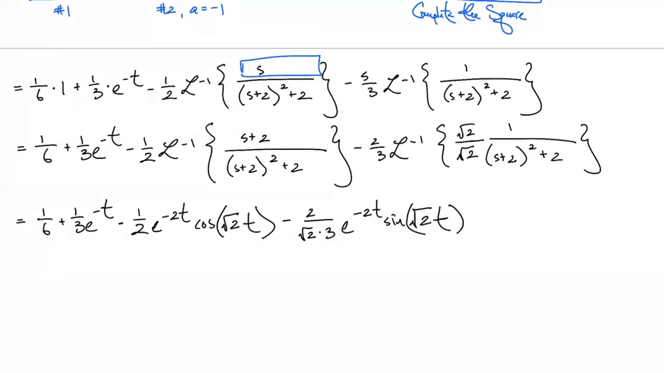Okay. And I think the only thing the book does after this is it says 2 divided by square root of 2 will give me a square root of 2 on the top. And so that is the only difference between what we have here and what the textbook has.